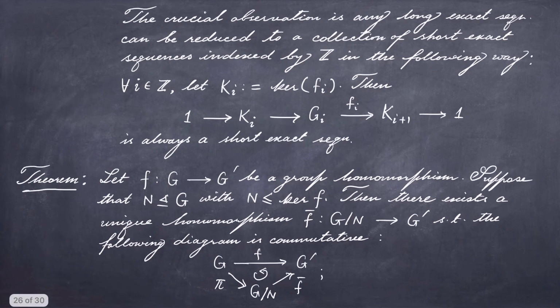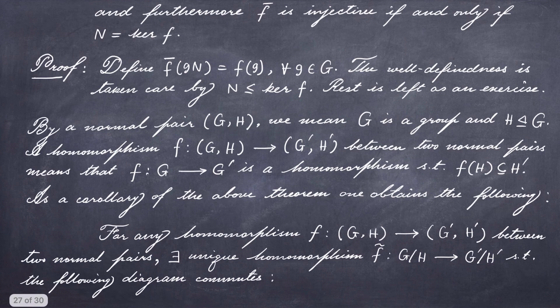So this is, as I said, an extension of the first isomorphism theorem, because here we are not insisting that N will be the whole kernel of F. Rather, we just expect it's a normal subgroup which is contained inside the kernel. All right. And F bar is injective if and only if N is equal to the whole kernel.